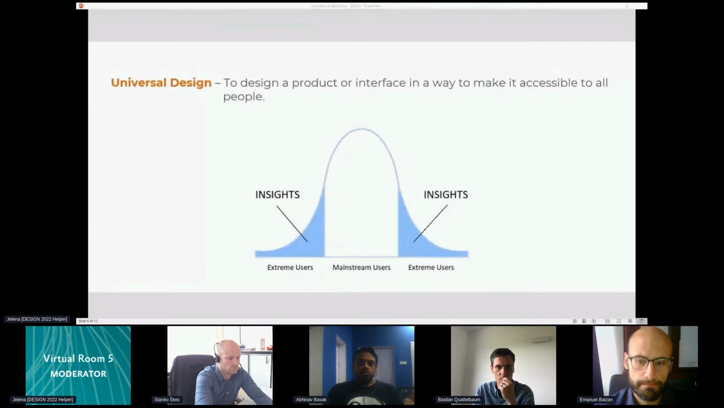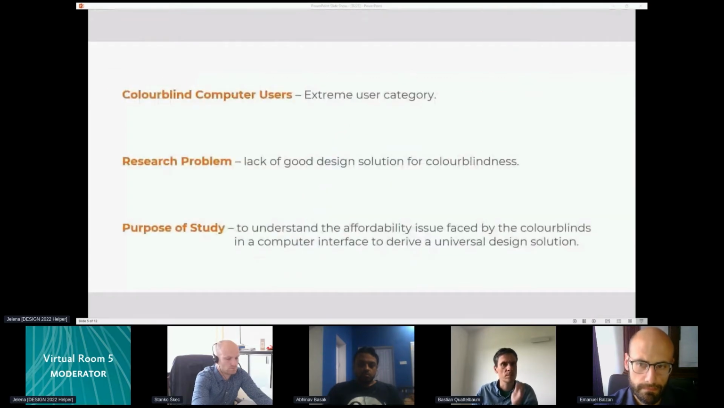The ones towards the ends of the bell curve are extreme user categories who have special requirements from the product or interface. If the product or interface could also cater to the requirements of an extreme user, it could be called inclusive or universal design. Colorblind computer users have been considered as an extreme user category here, as there is a lack of good design solutions to cater to the requirements of colorblind users.